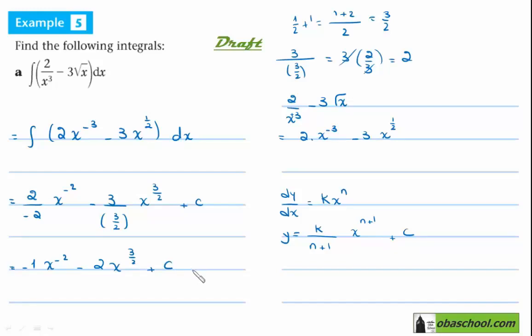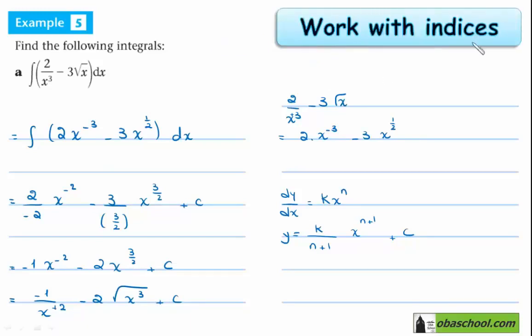If you want, we can stop here, or we can rewrite the expression to be similar to the original expression. Minus 1 x to the power minus 2 is the same as minus 1 over x to the power 2. Then plus 2 multiplied by the square root of x to the power 3, plus the constant c. Now we can say that we worked with indices, so we rewrote the expression in order to make it easier for us to find the integration.